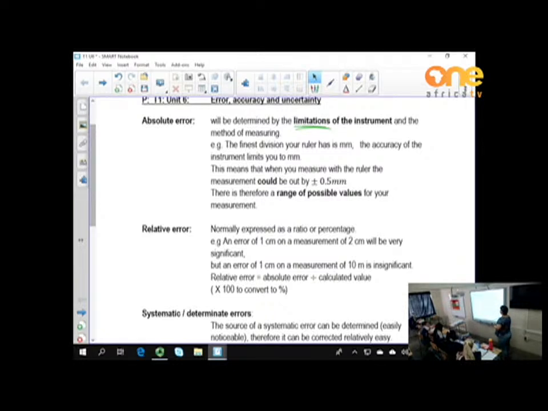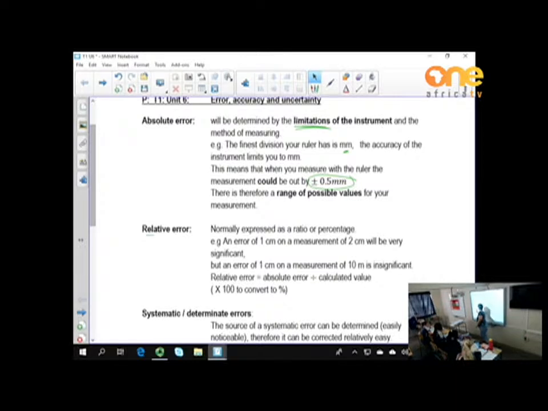The finest division on your ruler has millimeters, so the accuracy is to the nearest millimeter. It means that even your reading, if it's given in millimeters, is going to be out by plus or minus half a millimeter up and half a millimeter down. Your answer lies somewhere in between. All right.